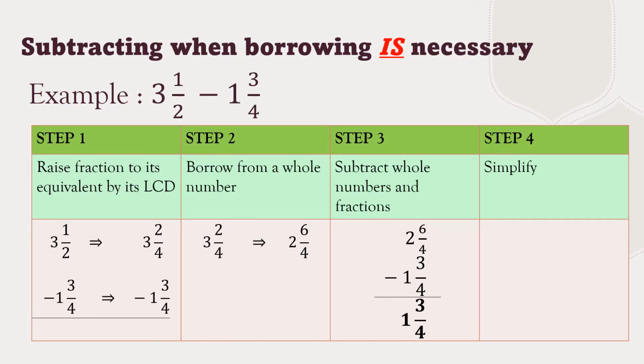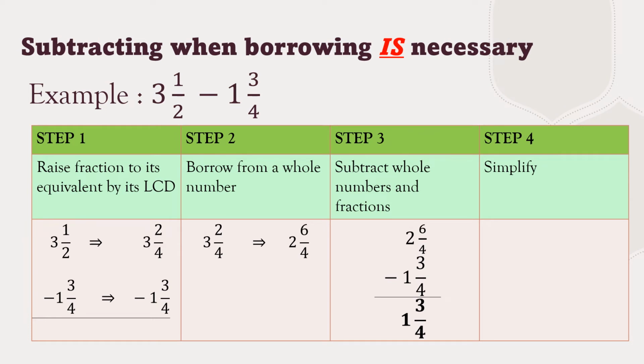Another example is when subtracting when borrowing is necessary. So for example, we have here 3 and 1/2 less 1 and 3/4. So the first step, of course, since it is in unlike fractions, we have to raise the fraction to its equivalent by its LCD. So 3 and 1/2 will become 3 and 2/4, and then the 1 and 3/4 will stay the same as 1 and 3/4 since we use 4 as LCD.